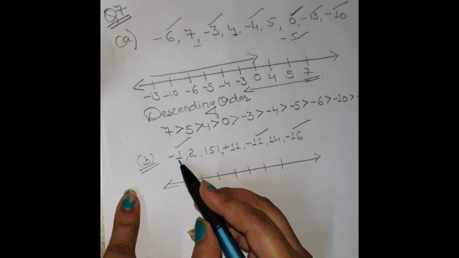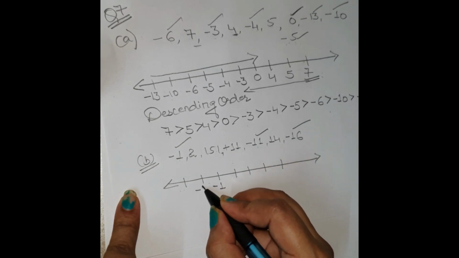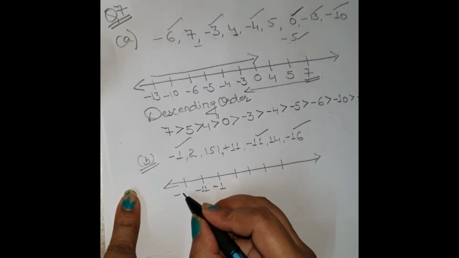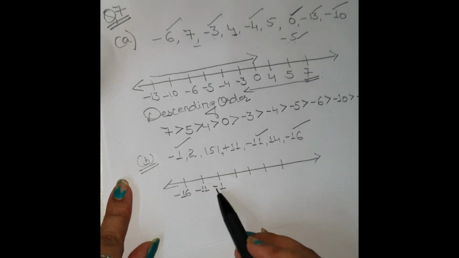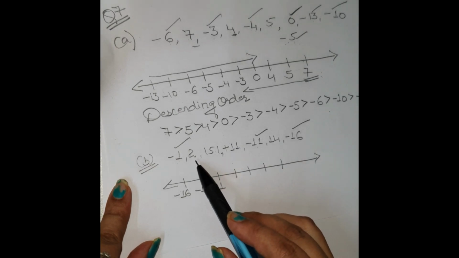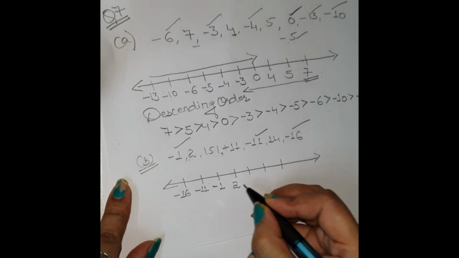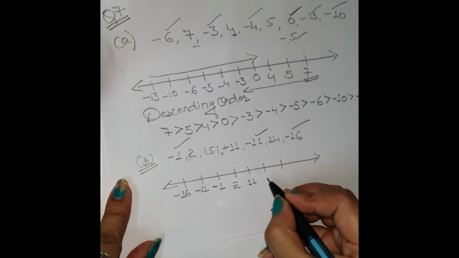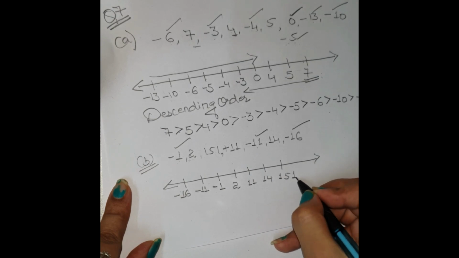So first of all will come, as per the counting, -1. Then it will come -11. And then it will come -16. Okay. So you know the counting. According to counting, you arrange the numbers on the number line. Similarly, positive side, according to the counting, first of all 2 will come, and then number 11 will come, then 14 will come, and then finally 151 will come.